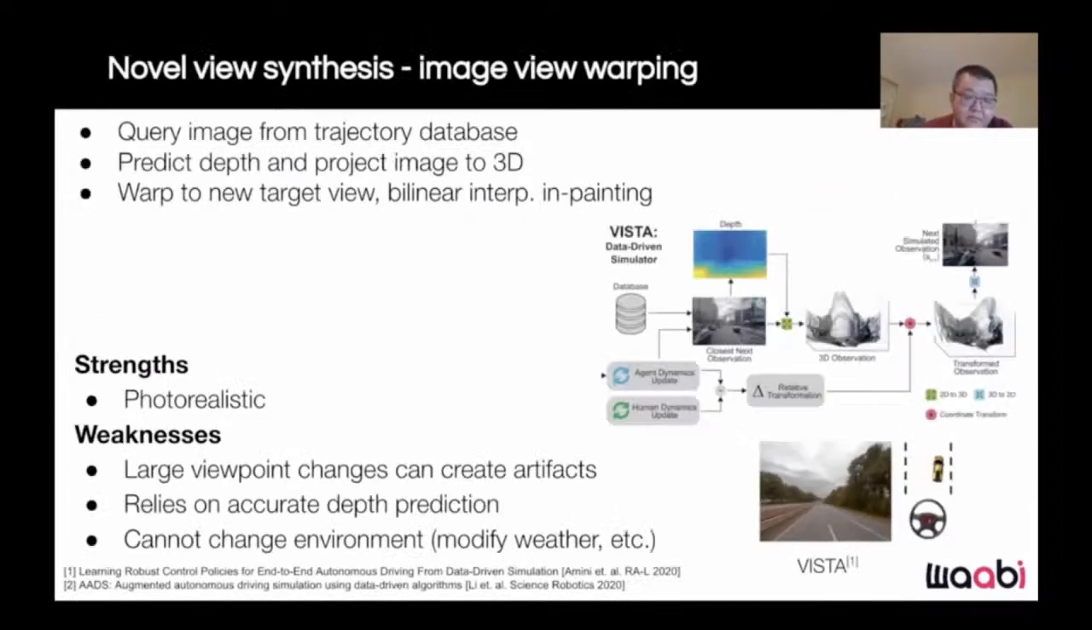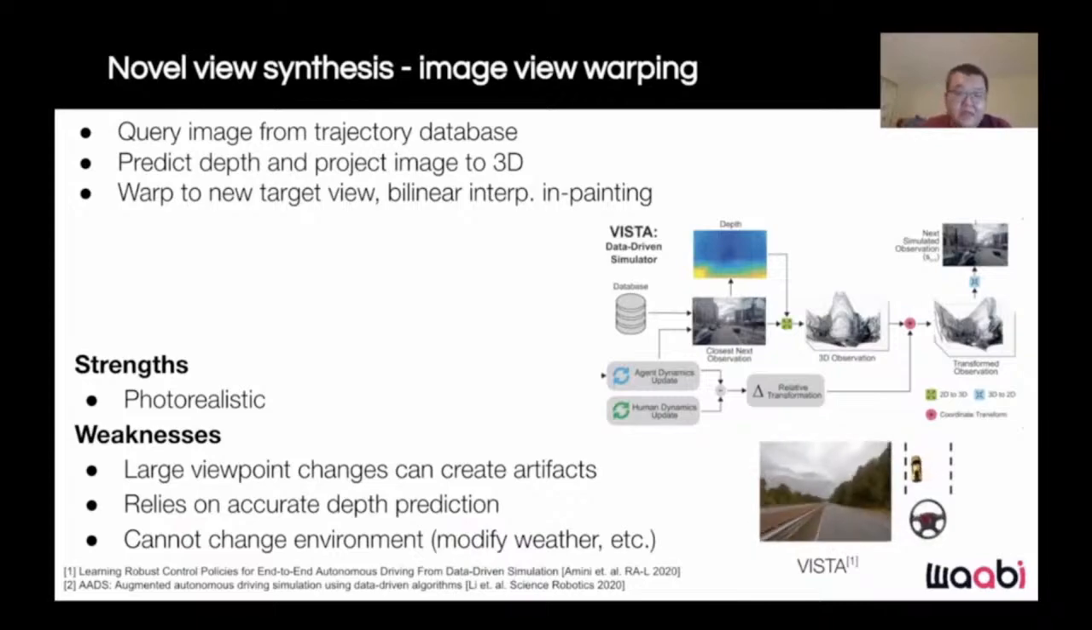For novel view synthesis, some recent approaches leverage databases of existing log trajectories of real-world data to generate new views. Given a new ego view location, we query the database to identify a source image. A depth prediction network generates the depth of the source image, which is used to warp the image to the target view. Any remaining holes can be inpainted by bilinear interpolation or image inpainting networks.